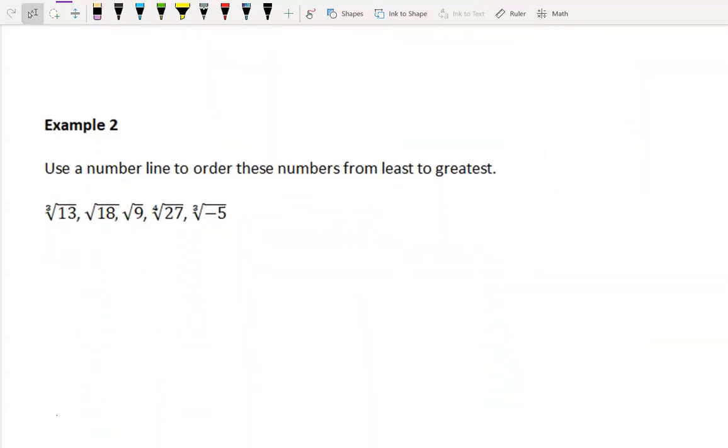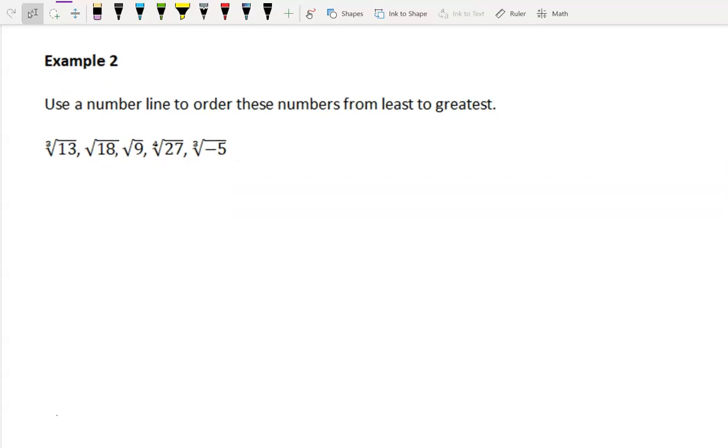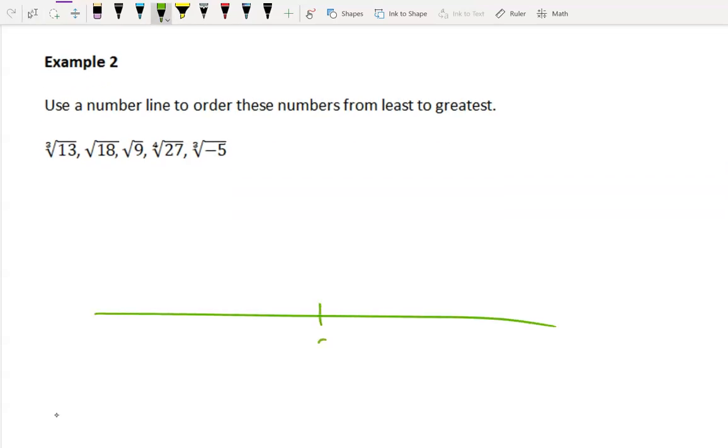Next example. Use the number line to order these numbers from least to greatest. So here's what we're going to do. We're going to put 0 there, and we're going to put these numbers somewhere on the number line. Take a look at those. Do you know any of them easily? Well, I think root 9 is 3. That would be an easy one to put on the number line. Here's 3, so let's put root 9 there. Do you know any other ones easily? I don't think so.